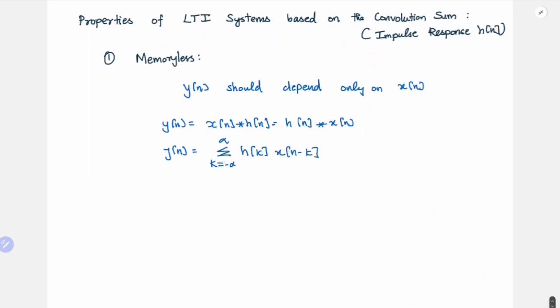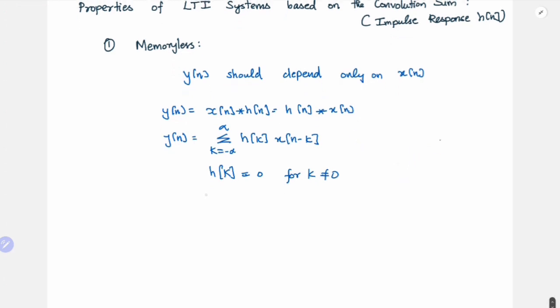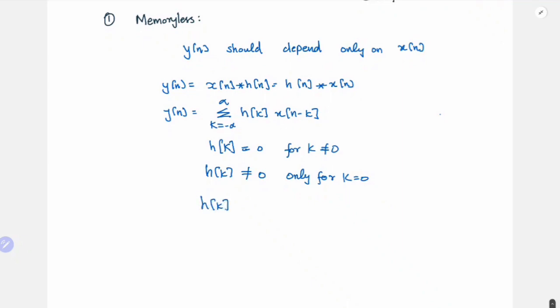So if you see, h of k should be not equal to 0 only for k equal to 0. Then only all the terms like x of n minus 1, n minus 2, n plus 1, n plus 2, everything will be 0. So which also means that h of k should be non-zero only for k equal to 0. So h of k is of the form some delta of n, and it can have some weight given by some complex number k. So this will be my form of h of n.